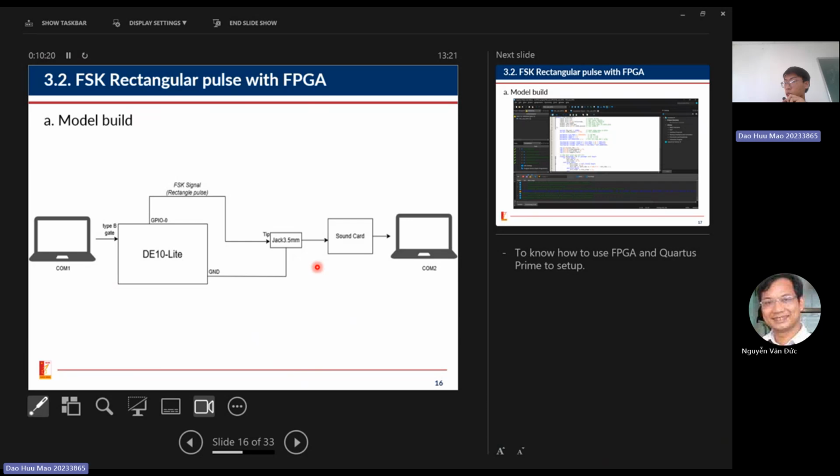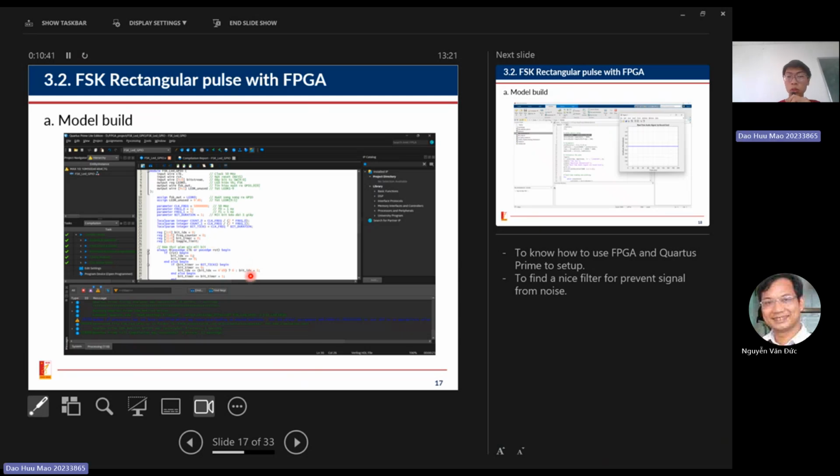Export the signal through the GPIO and receive it at another COM2 from a socket. To deploy it, the very low-level code we use here is Quartus, because our FPGA is Intel developed, so we have to use the Quartus app for programming.